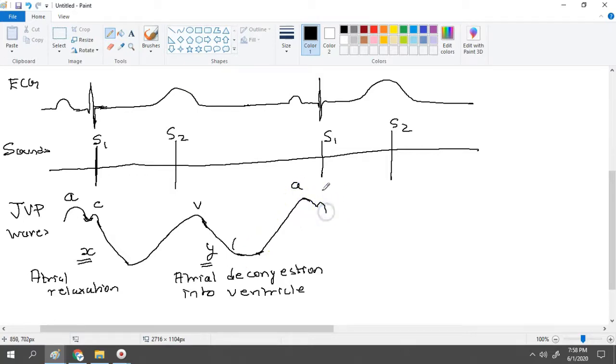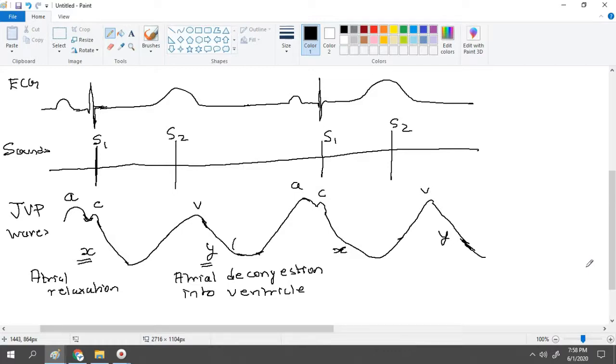You will have a C wave, which is due to the coning of the tricuspid, after which you will have the X descent, which is because of atrial relaxation. After the atria relaxes, there is going to be gradual filling of the atria, venous filling. That will produce the V wave, which peaks after the S2, that is in the diastole, and then when the Y descent occurs, that is because of the opening of the tricuspid valve and decongestion of the fluid into the ventricle. So this is what you normally call the JVP waves.